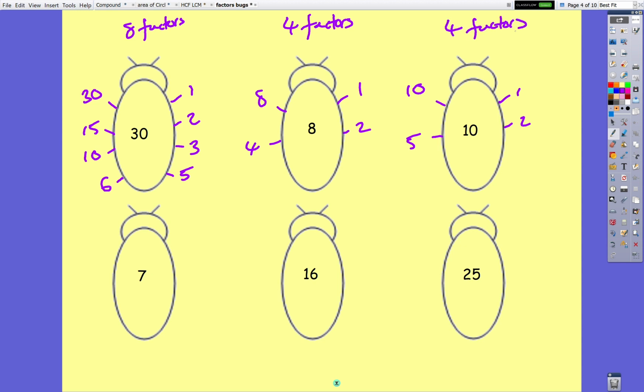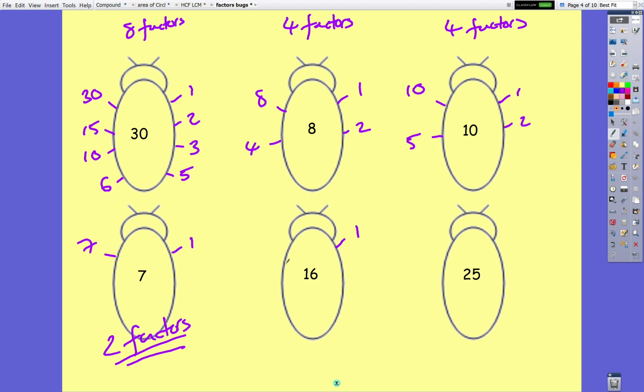Now, 7, bit of a weird one. 7 has got 1 and 7, so that's only got 2 factors. Okay, so only 2 factors. Now we'll come on to that number in a minute because that's a very particular set of numbers that only have 2 factors, so think about what it could mean. Okay, hopefully you've got it in your head already.